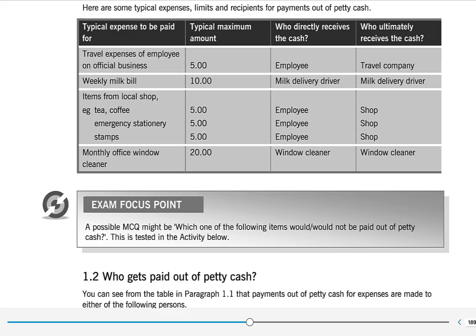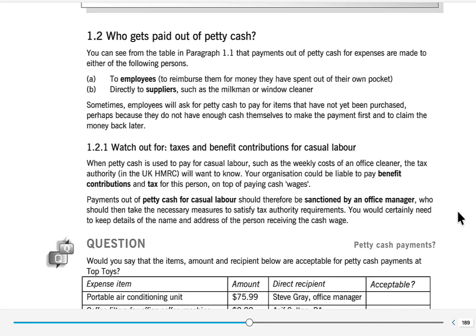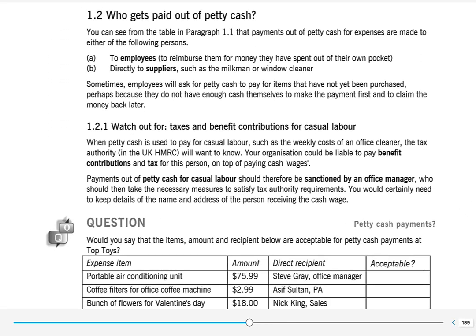Now, in the next lesson, lesson 1.2, we will discuss another important question. Who gets paid out of petty cash? Meaning, who is the direct receiver of the cash? 1.2. Who gets paid out of petty cash?